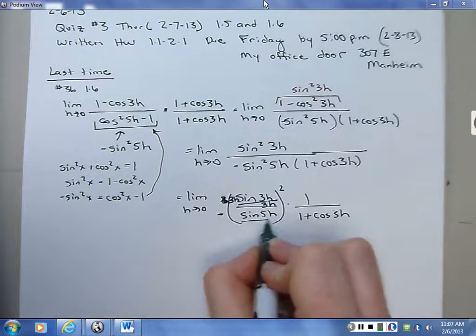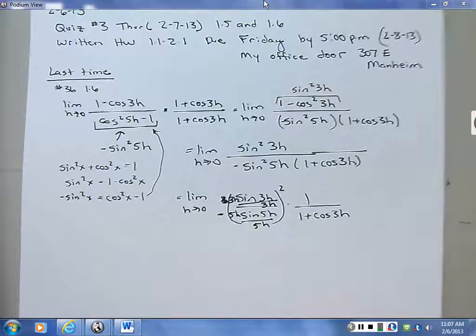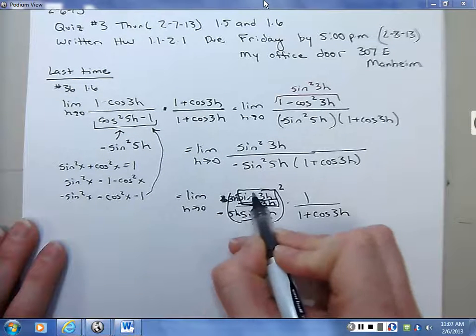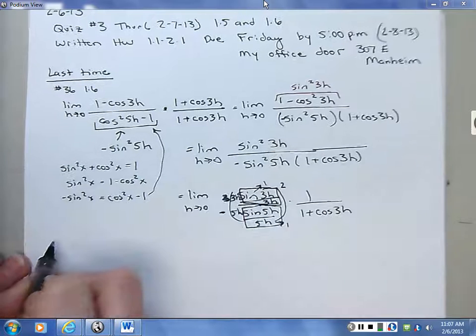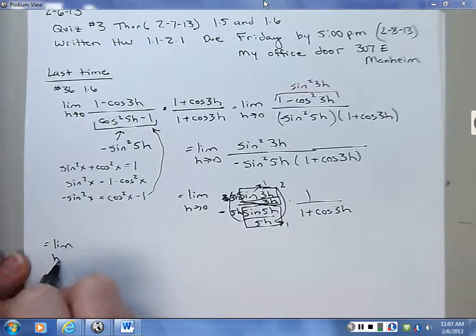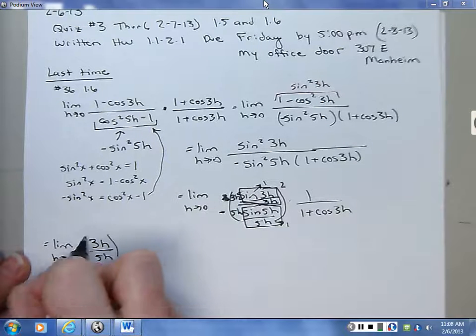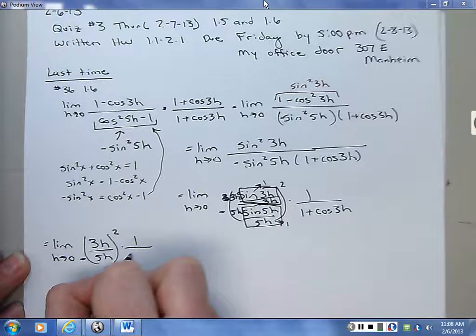So here I have a 5h, so I have a 5h here. I can do that because it's only 1, just in the form 3h over 3h. So now I know that this goes to 1, and this goes to 1. So I'm left with the limit as h goes to 0 of 3h over 5h quantity squared with a negative out front times 1 over 1 plus cosine of 3h.